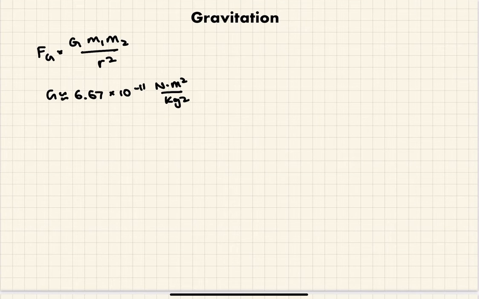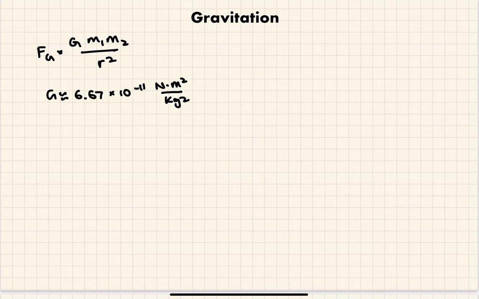That's the unit for the gravitational constant. And the two masses, you're basically having two masses that have a force between them, and so you just multiply the two masses together, and r is the distance between the centers of the two masses.